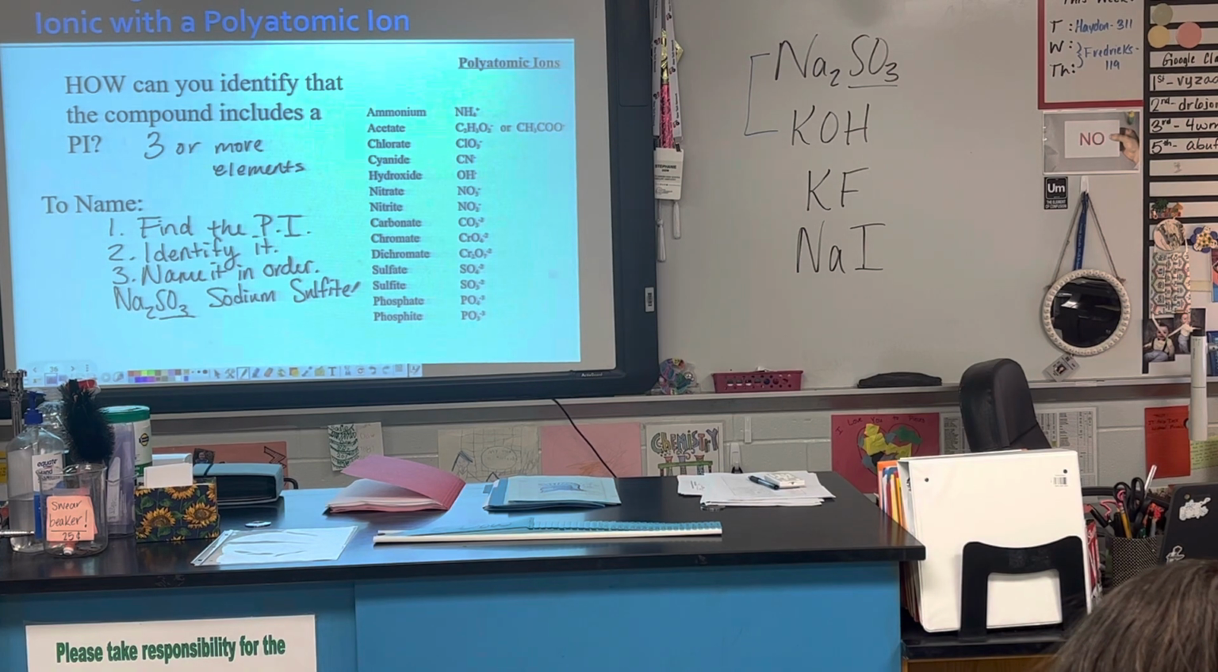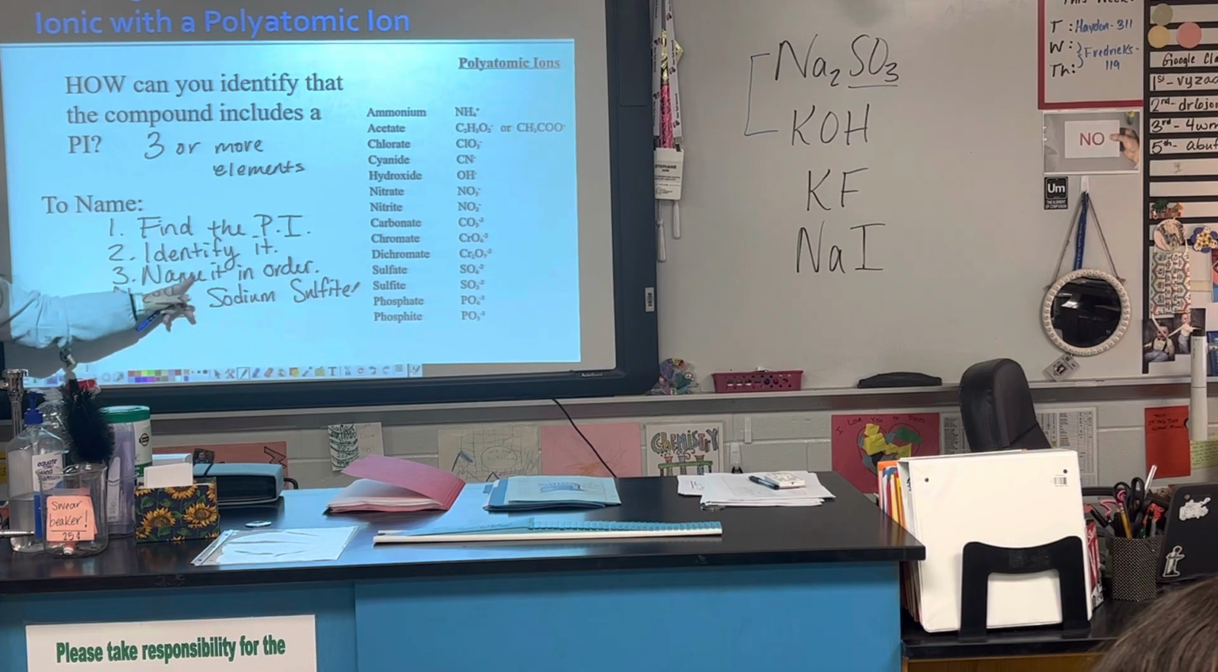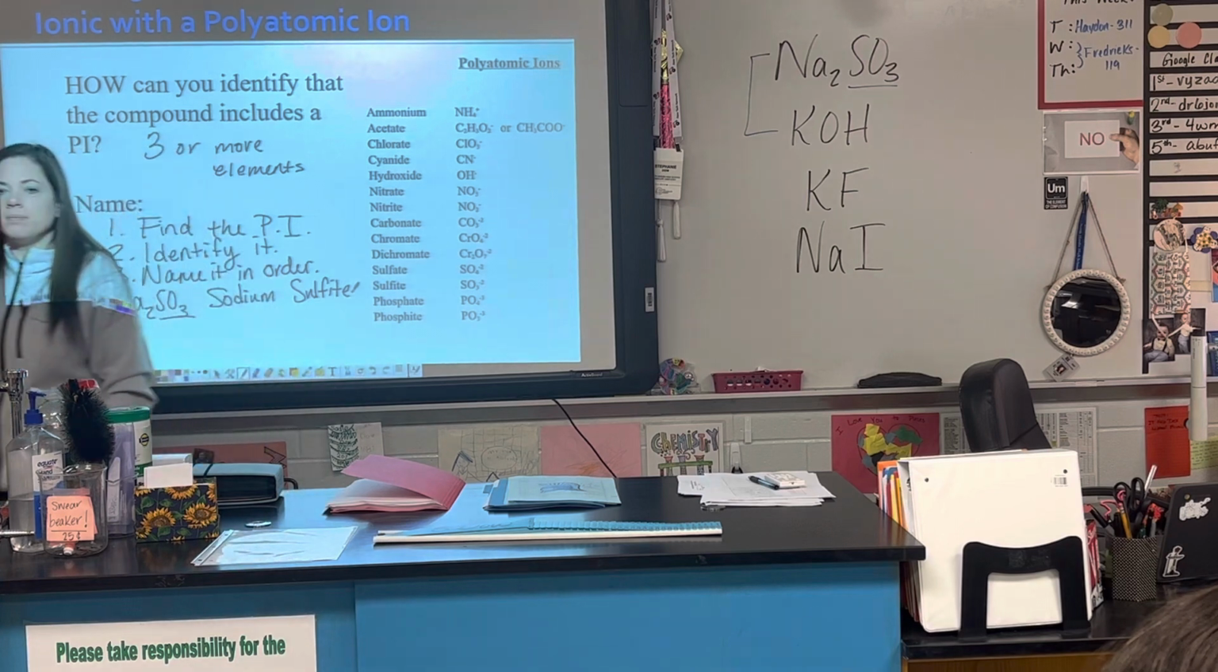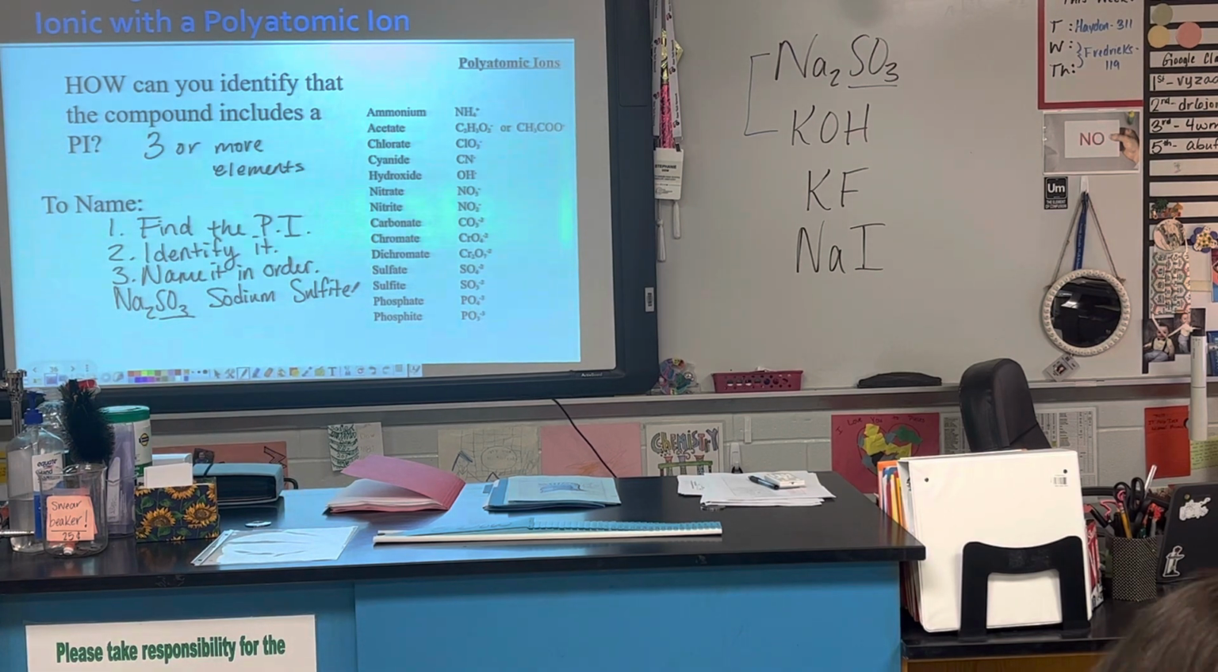Yes, Emily? You don't change any? Nope, you never change any part of a polyatomic ion name. Just like you don't change any part of its formula, you also don't change any part of its name. Yep, Janaya. So then what about the oxygen? SO3 is all together, and we just name it SO3 sulfite. Nope, because Na is just in group 1. And we only do that for groups 3 through 12.